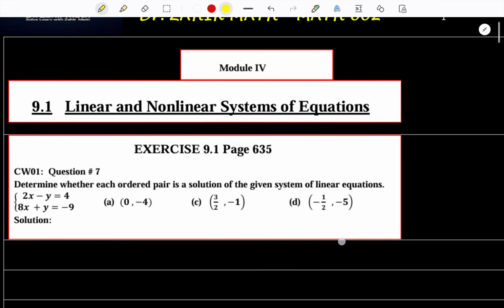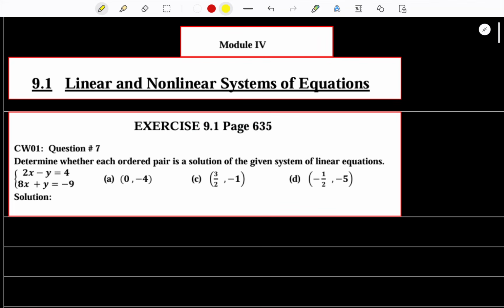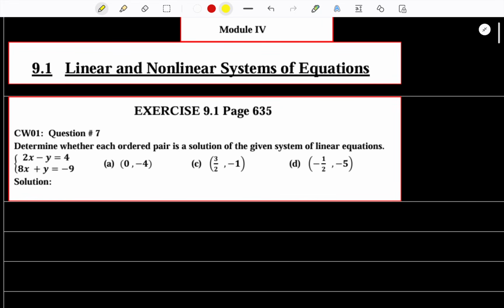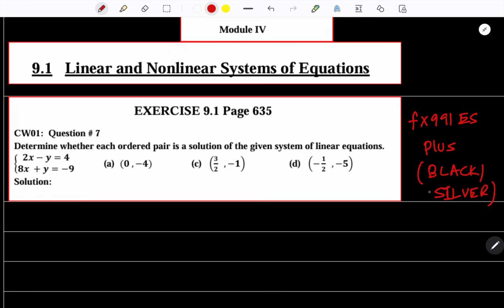So the first topic is 9.1, linear and non-linear systems of equations. Exercise 9.1. For this exercise, you need an FX-991ES Plus calculator. There are two models: one is black color, another one is silver color. I will tell you what the options are for the black color and what the options are for the silver color. Right. So now what is given?